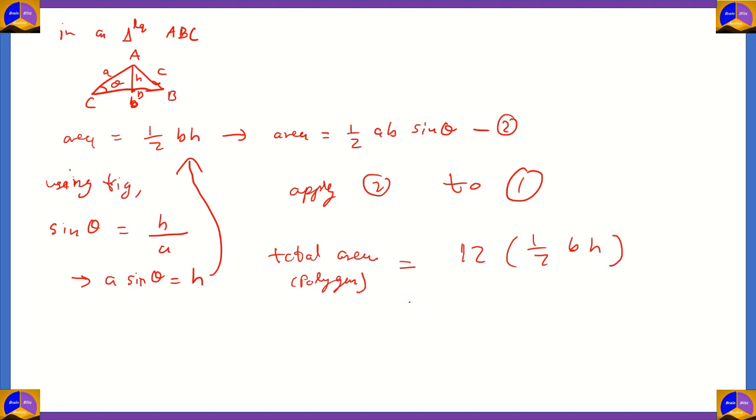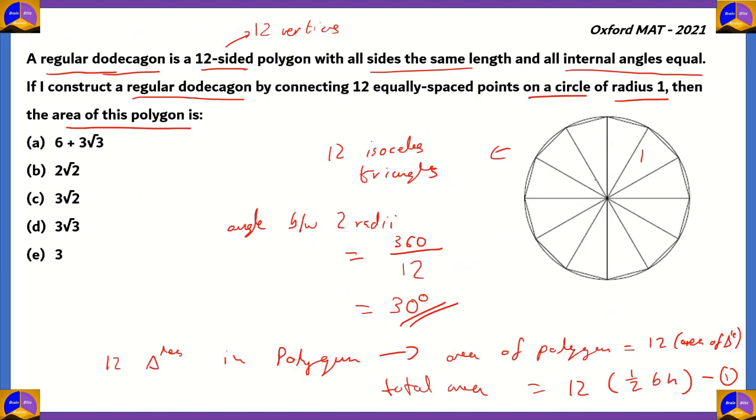Now that particular formula in the brackets would be changed to half AB sine theta, where A and B are two sides of a triangle, and theta is the angle which is subtended by those two sides. So if you look at any triangle here, the theta is the angle here, which is subtended at the center, and that theta is equal to 30 degrees.